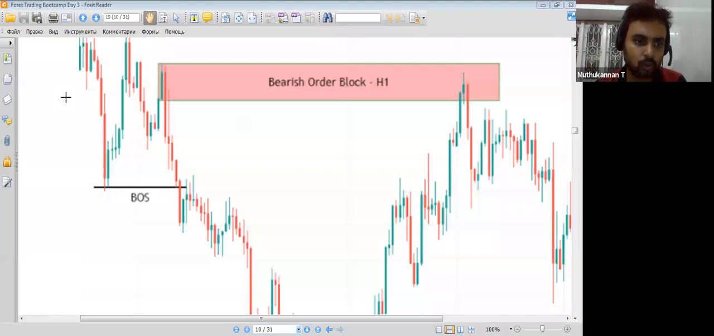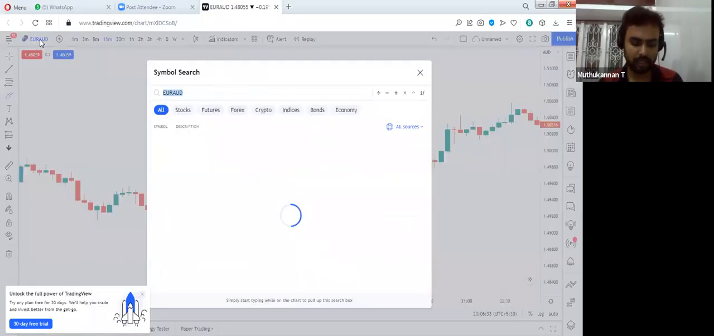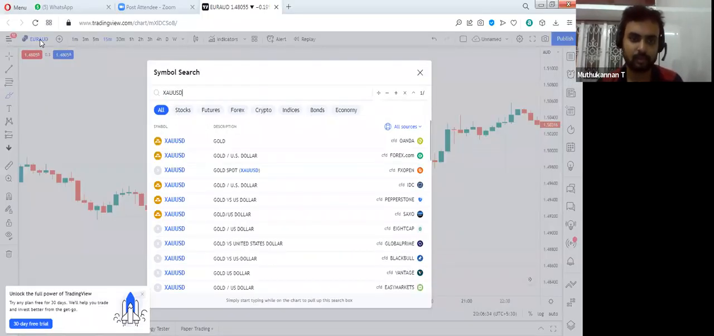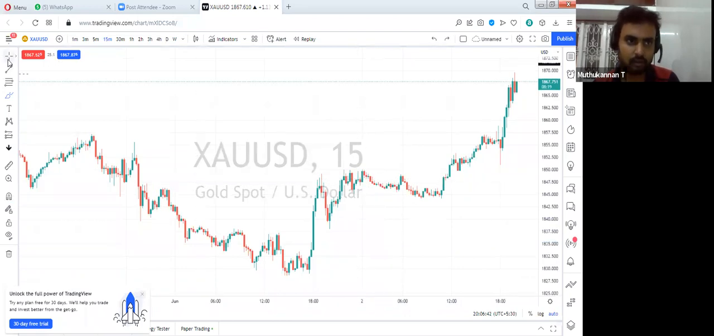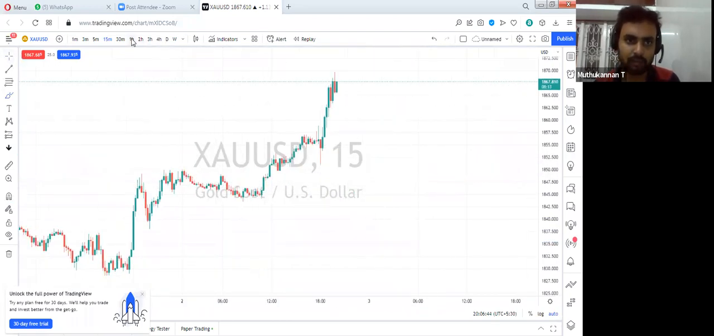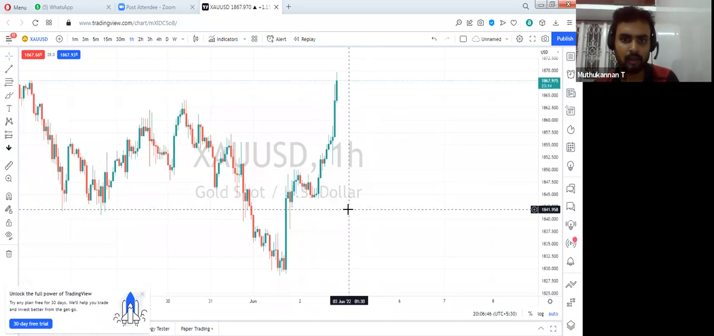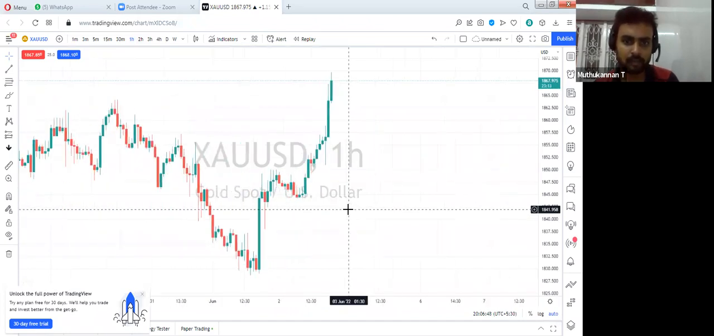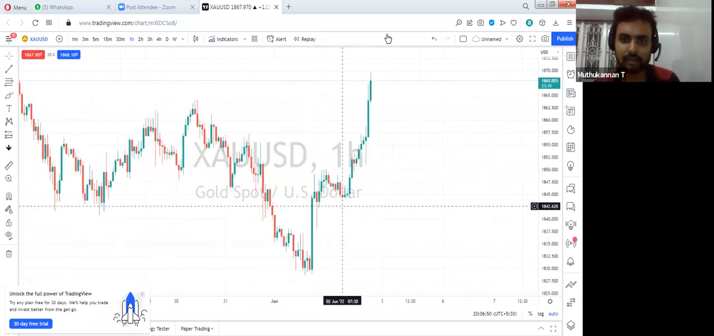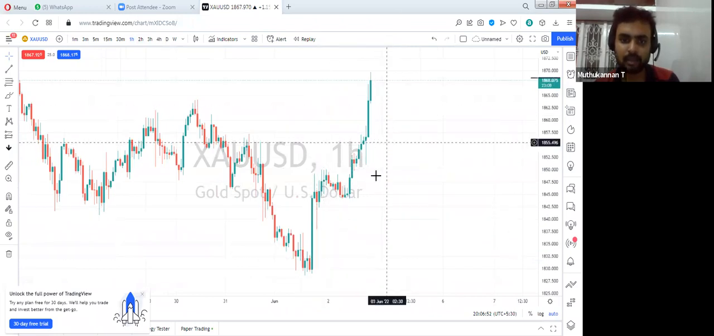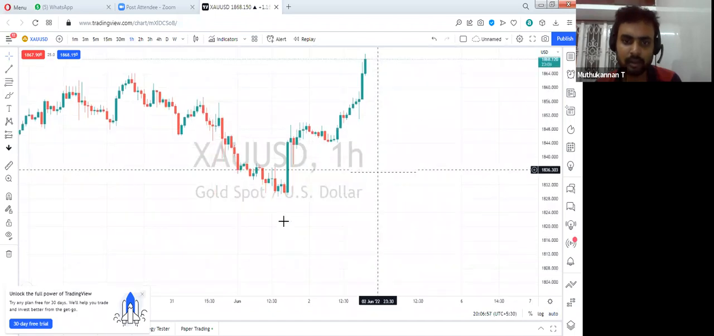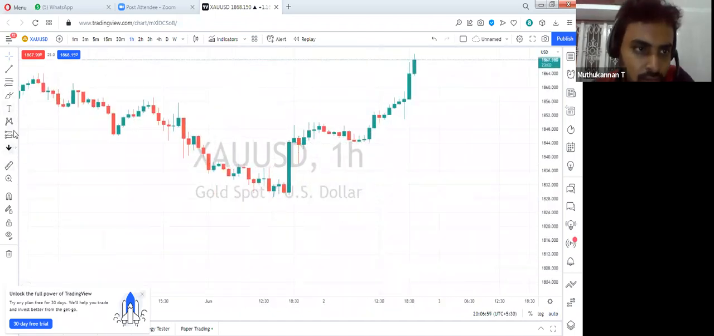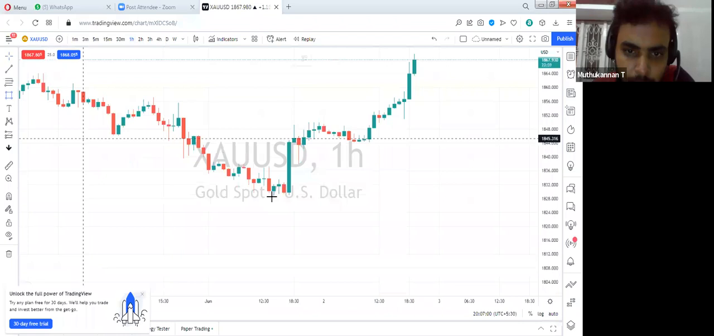So let me go to a different chart. XAUSD, see the gold. Okay, here, what is my bullish order block? Let's go to the 1 hour time frame. Now, just see here. This is a rally-base-rally zone, right? But if you see here at the bottom, this is my order block. This is my perfect order block.